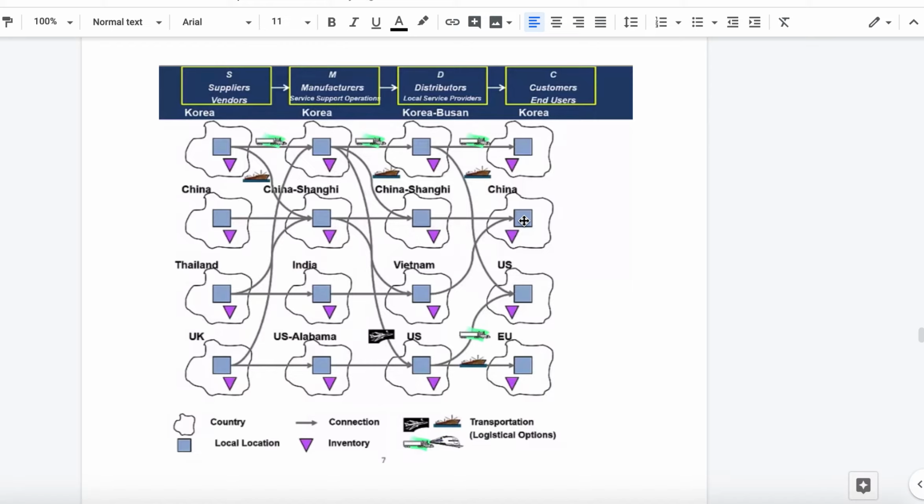Also, India is relatively, I would say, a cheap manufacturer, maybe much cheaper than China from a 2020 point of view. So that is a pretty much possible route to go.